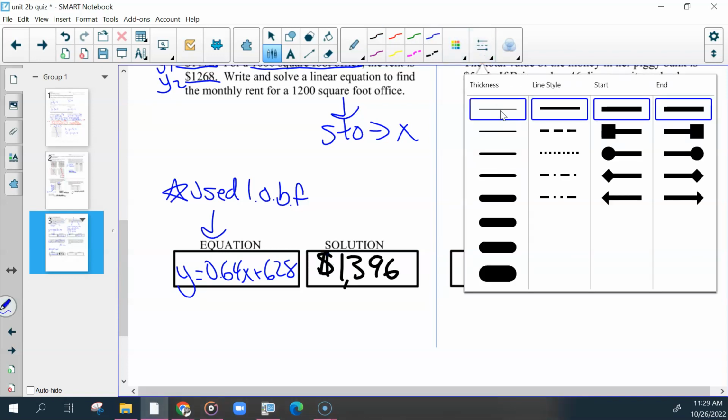Do we have any questions on that? So still 4 points for that one: defining your variables, the equation, the solution, and either writing this to show your work or doing it algebraically to show your work.